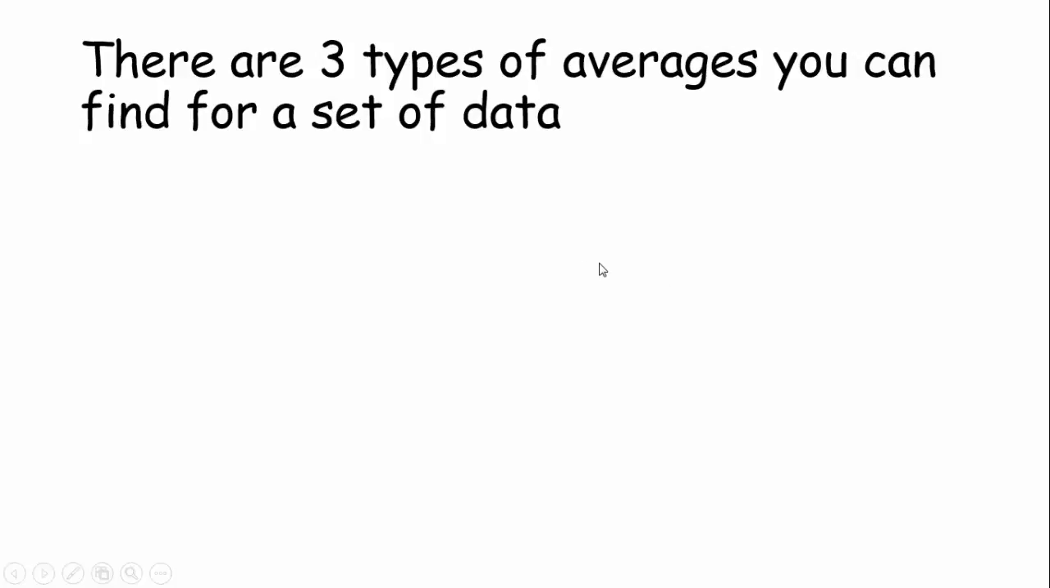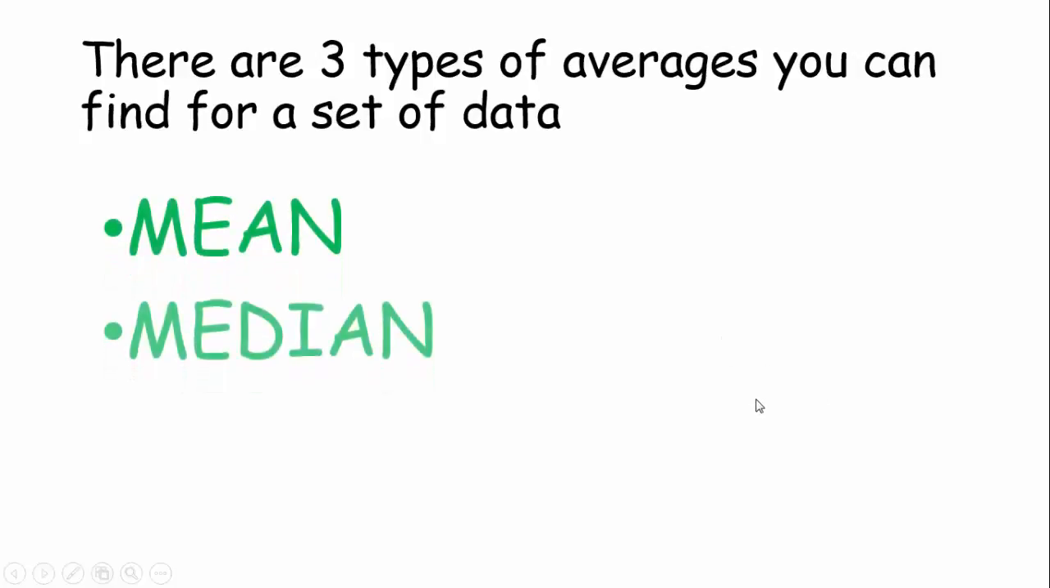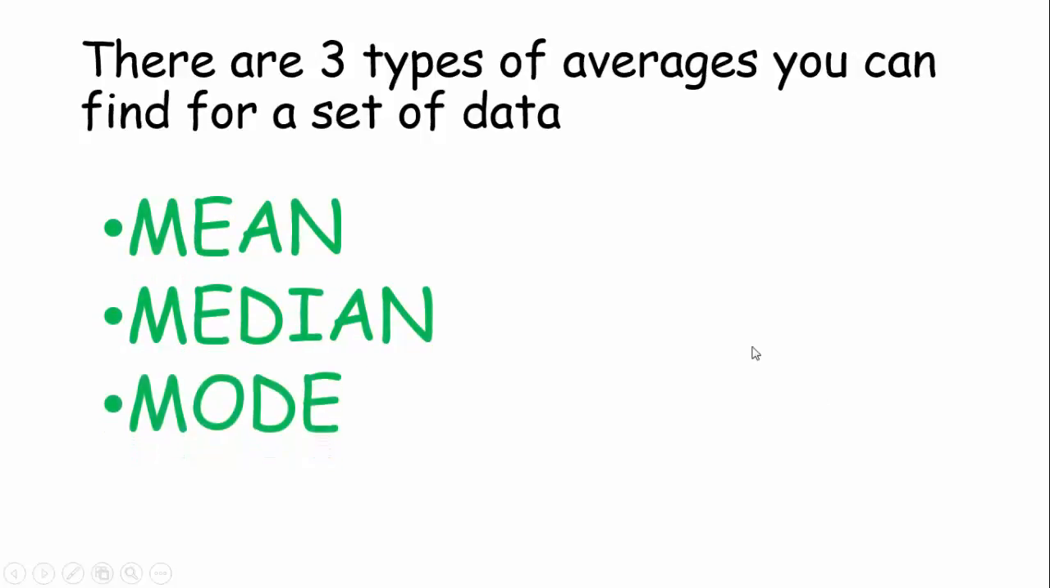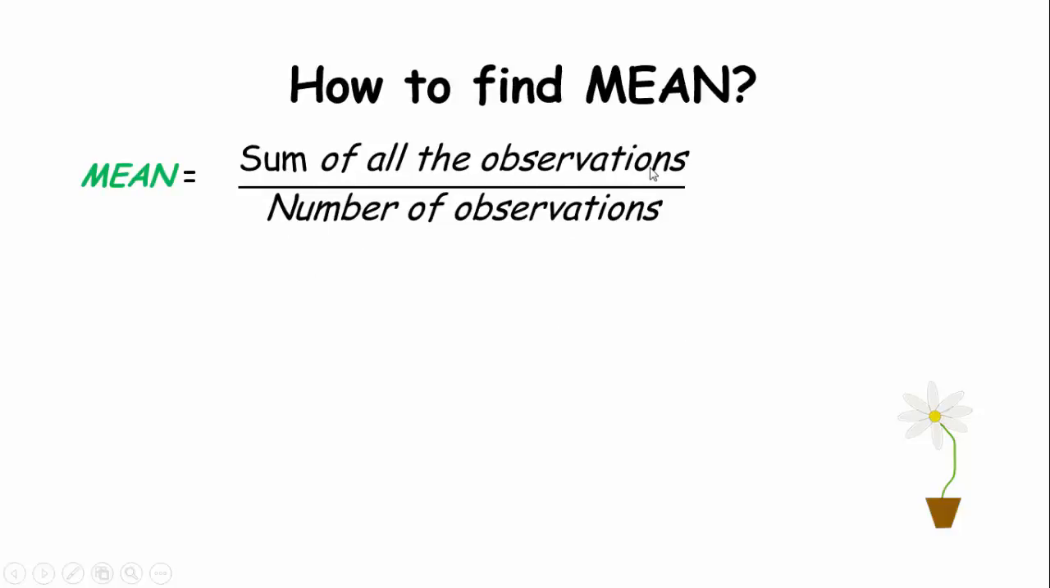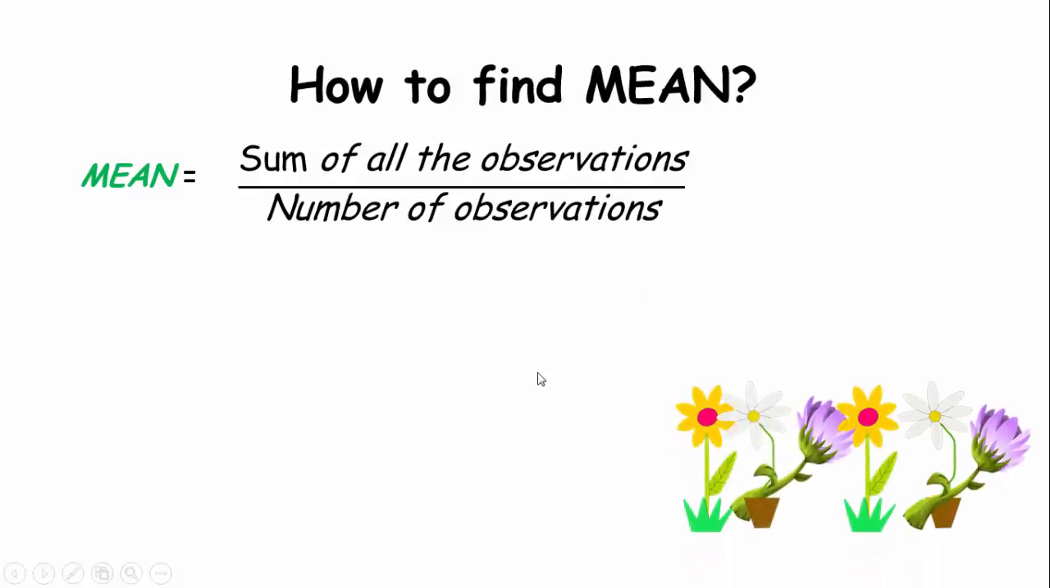Now there are three types of averages you've already learnt, which is mean, median, and mode. Now how to find mean? You just add up all the observations and divide by the number of observations. Now let's look at how we can do this through this example.